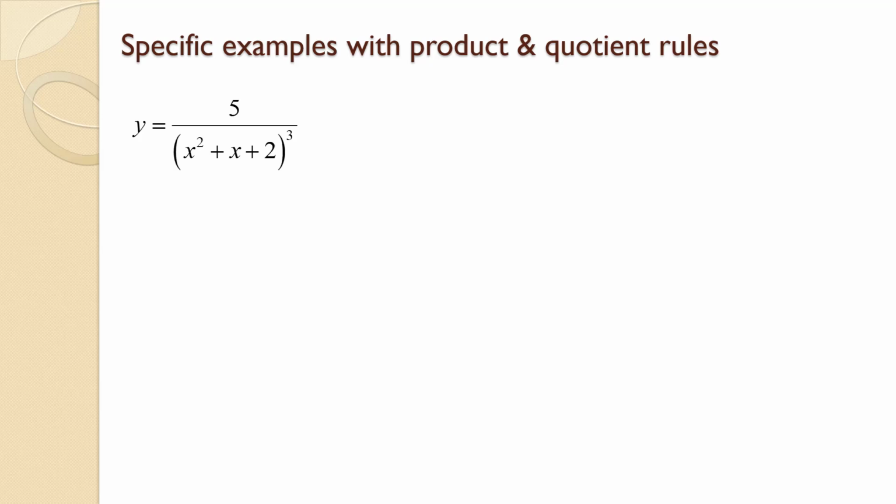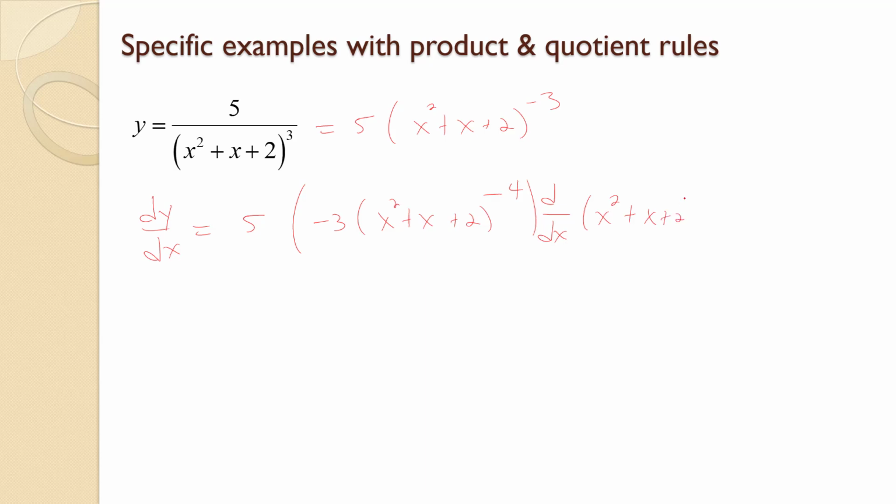For example, what if I wanted to know this guy's derivative in terms of x? I would instantly just write this as 5 times x squared plus x plus 2 to the negative 3 power, and then the derivative that way. So the derivative of y in terms of x would then be 5 to the power, negative 3 to the base. I'd have x squared plus x plus 2. I would reduce the power by 1, and then by the chain rule, I would tack on the derivative of the base. And then I would continue from there.